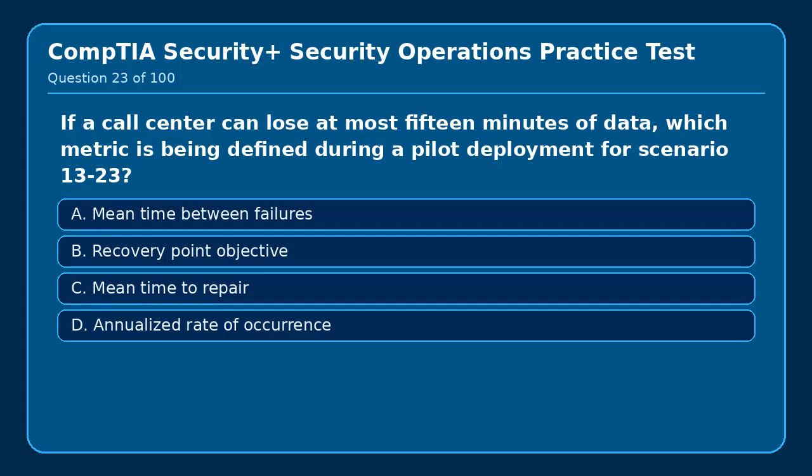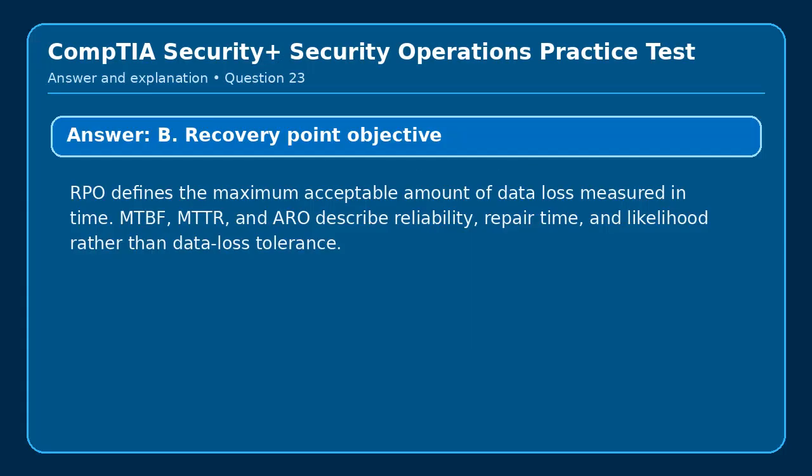Question 24. Which recovery site should a distribution warehouse choose when it needs near immediate failover with running infrastructure while documenting the incident ticket for scenario 13 to 24? A. Unpowered storage closet. B. Empty office suite. C. Hot site. D. Cold site. Take a moment to choose your answer.